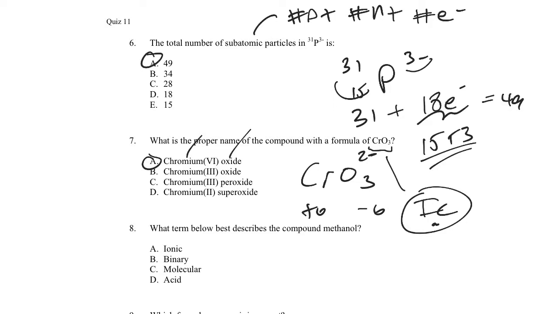Which term best describes methanol? So it says ionic, binary, molecular, acid. Okay, so if we write the formula, that may or may not need to do that to answer this question. It's not an ionic, that has metal and nonmetals together. It's not a binary because that's two elements and only two elements, but in any proportion. It is a molecular compound.